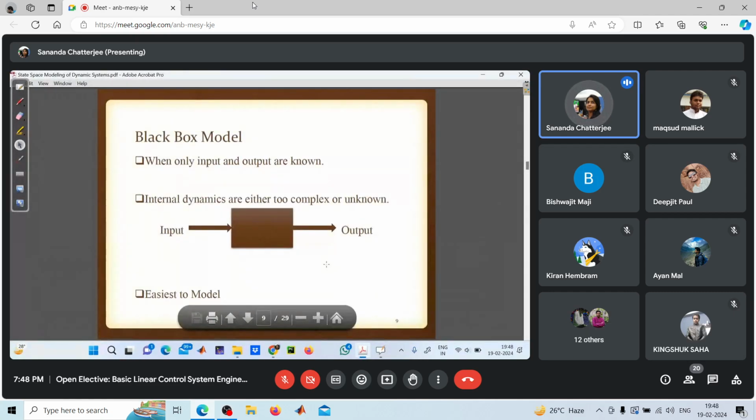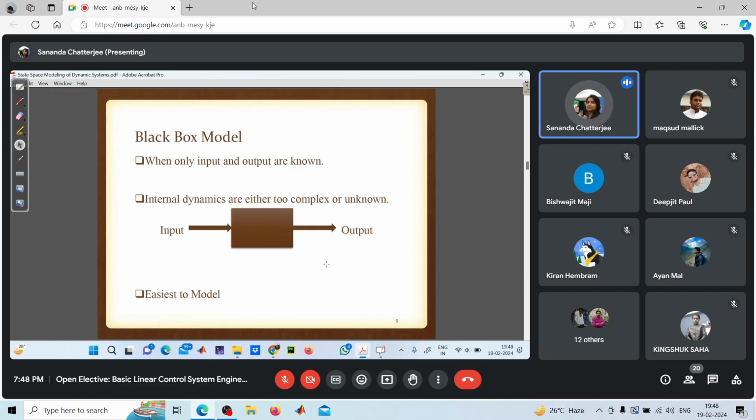And the last one is the black box model. In this case, only the input and output is known to you. So the system is considered as a black box. We don't know anything about what is inside the box, that is, what are the components involved in the system and what are their interconnection.